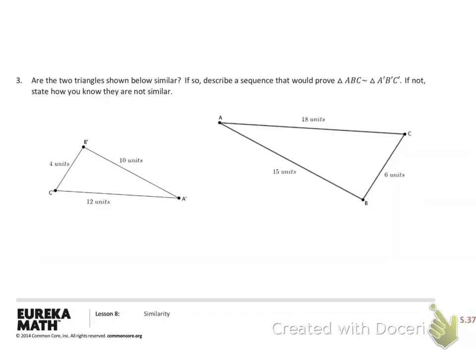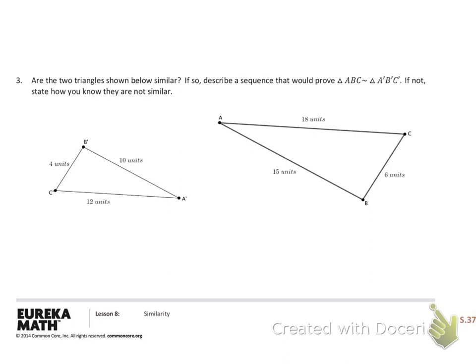Okay, so if we are going to show these two triangles similar, it says, are they similar? If so, describe a sequence that would prove ABC is similar to A prime, B prime, C prime. If not, state how you know they are not similar. Okay, so if they are similar, we can find a dilation that will make these two triangles the same size. Once we've done that, we can move one onto the other. So we need to find our scale factor. If they are similar, we'll have a scale factor.